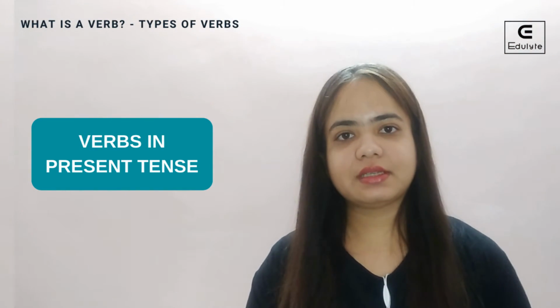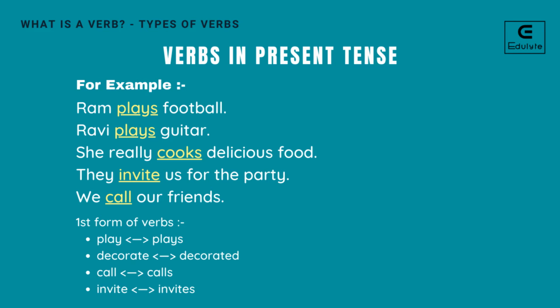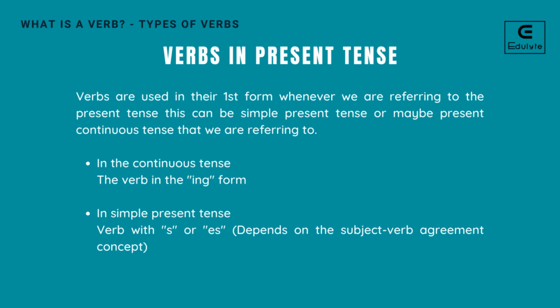When talking about present tense, the verbs can be used like this. Ram plays football. Ravi plays guitar. She really cooks delicious food. They invite us for the party. We call our friends. So, if you noticed, we are using the first form of verb in each sentence: play, plays, cook, cooks, call, calls, invite, invites. So, verbs are used in their first form whenever we are referring to the present tense.